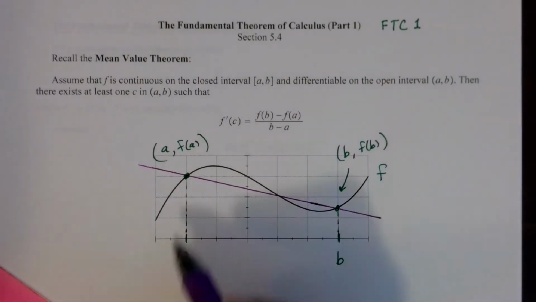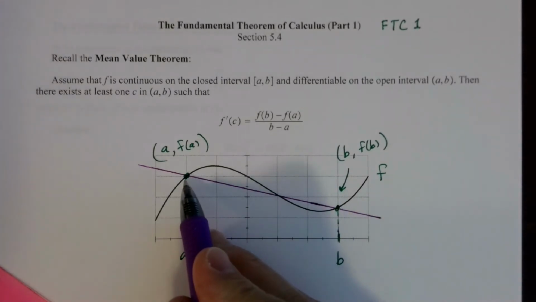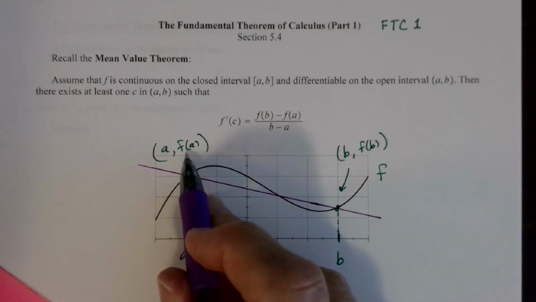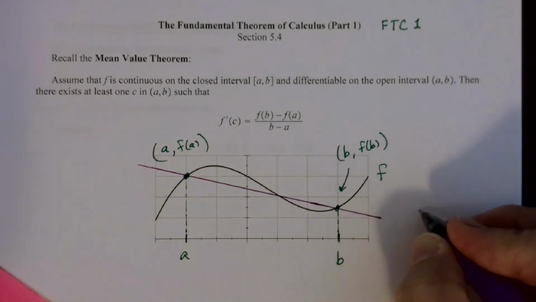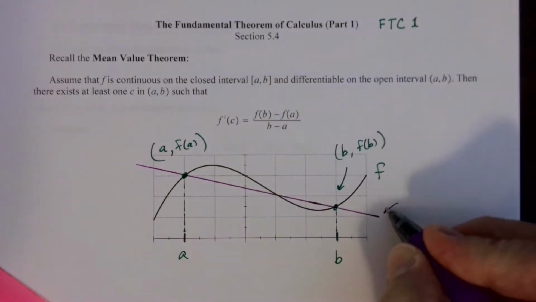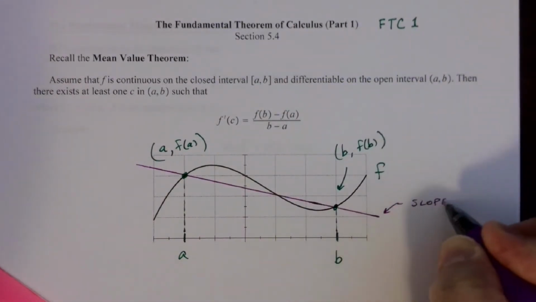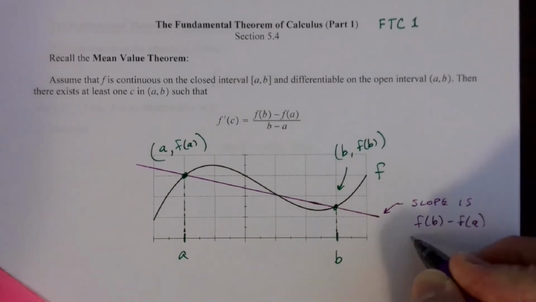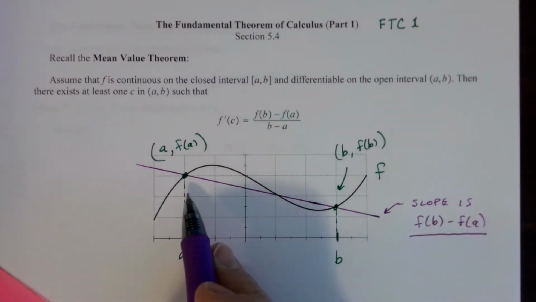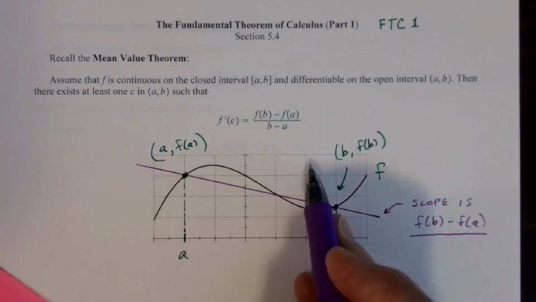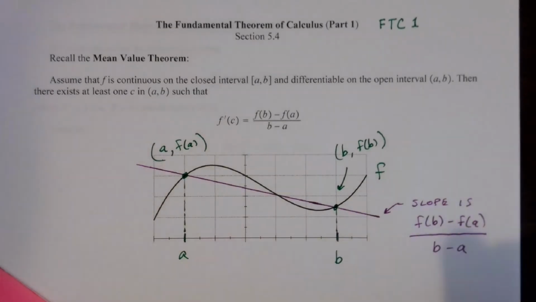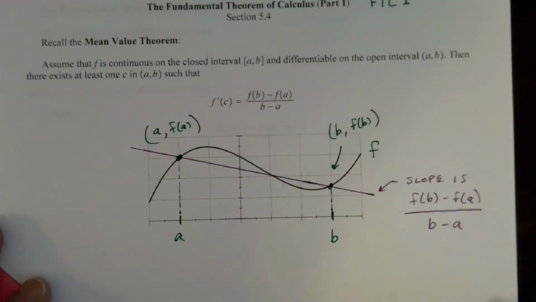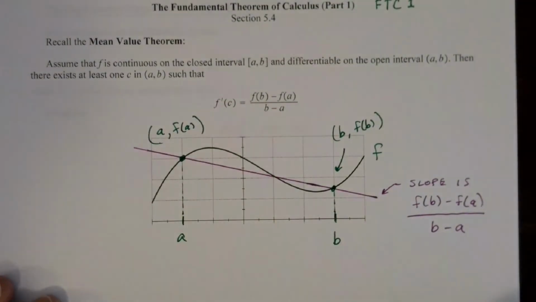We can see that because, remember, slope is rise over run, or vertical change over horizontal change. So what's the vertical change? It's the difference in the y-coordinates as I go from point A to point B, so that's f of B minus f of A. So the slope of this is f of B minus f of A, over the horizontal change, the x change, which is the difference in the x-coordinates, B minus A. That's the slope of this purple line, and that indeed is this expression here. That's the average rate of change of the function over the interval from A to B.